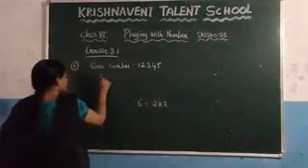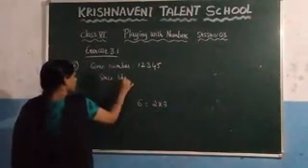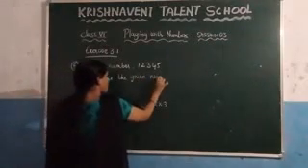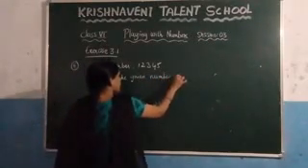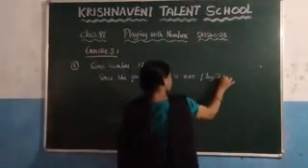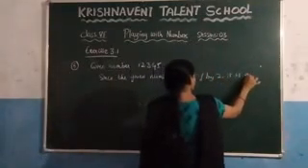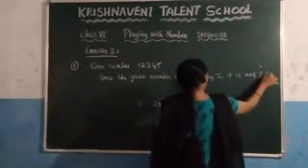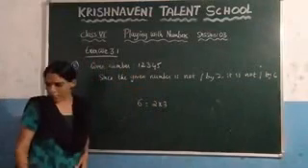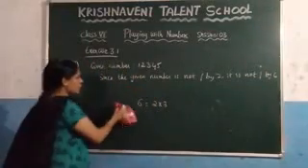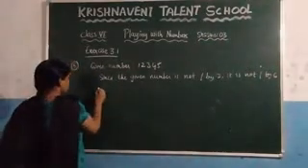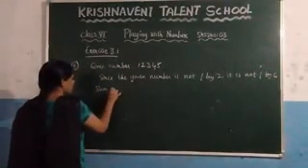Here writing, since the given number is not divisible by 2, it is not divisible by 6. Now you need to check whether this number is divisible by 9 or not. So for 9, what we need to do? We need to take the sum of the digits. So here, what is the sum of the digits?